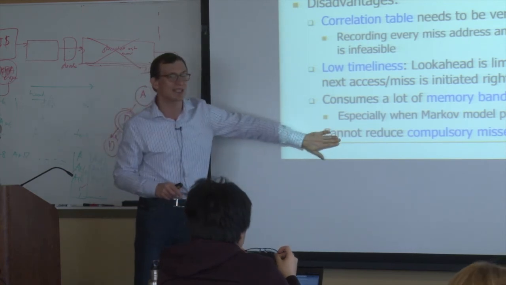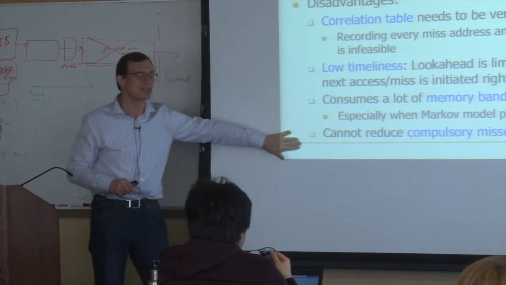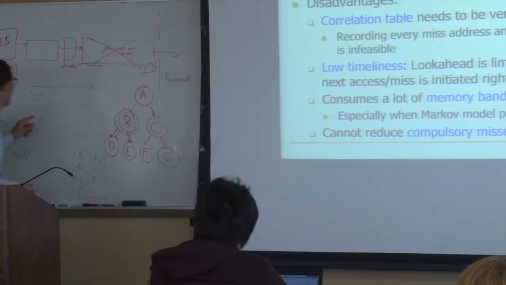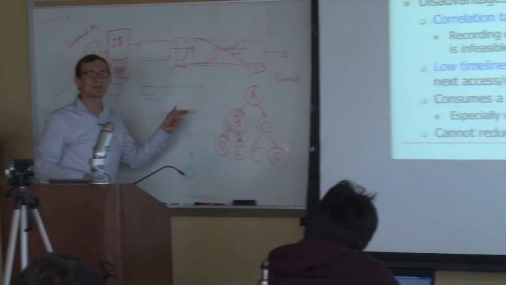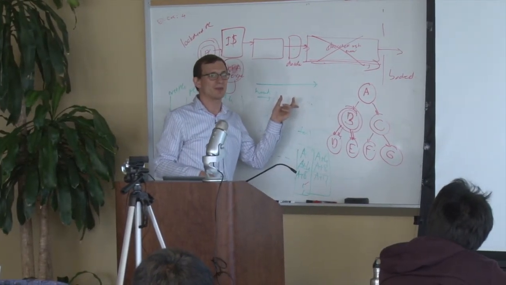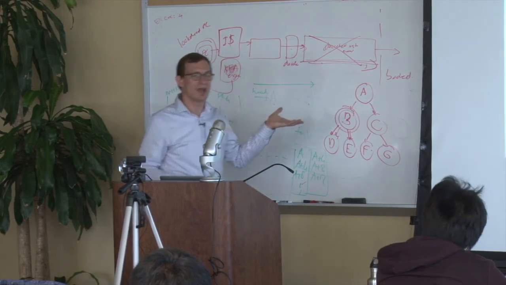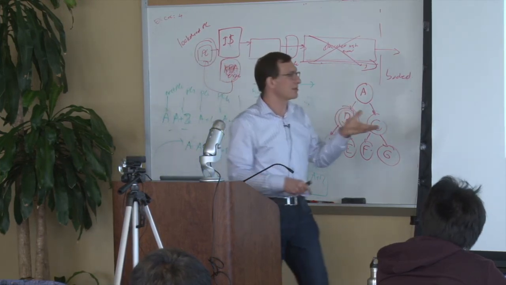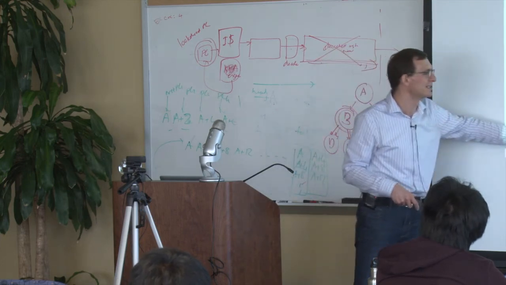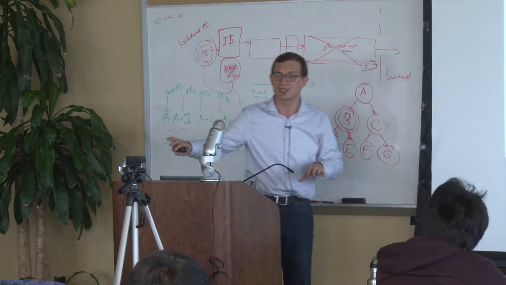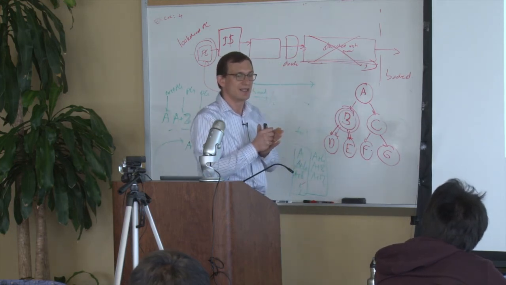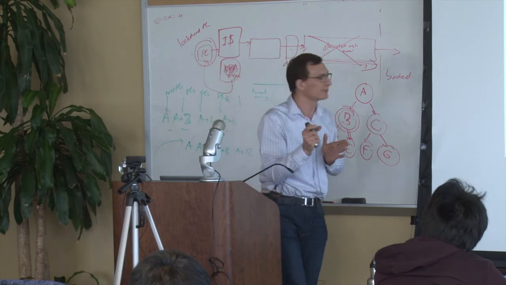And the last disadvantage, which is actually different from a stream prefetcher, is that this cannot reduce compulsory misses, right? You have to see an address and the subsequent address at least once to be able to record them. Which means that if your miss is compulsory, you haven't seen that address before, so you cannot have recorded it. Whereas a stream prefetcher can reduce compulsory misses, because it predicts ahead what you're going to access, and you don't need to have seen that address before.